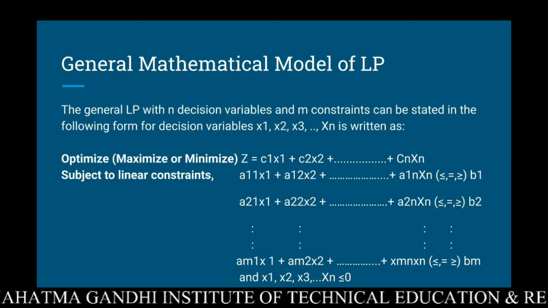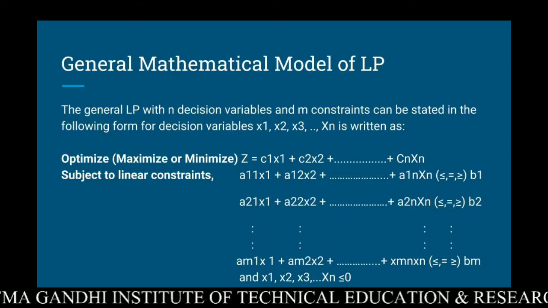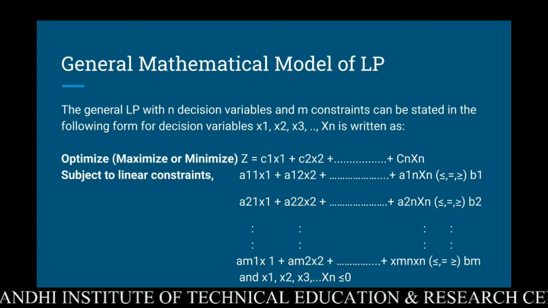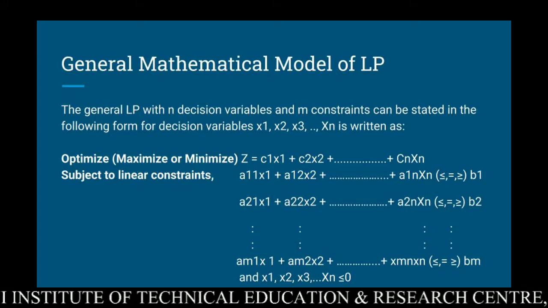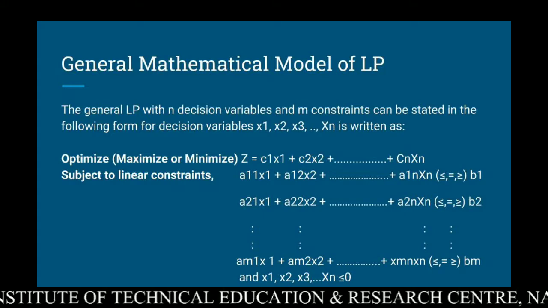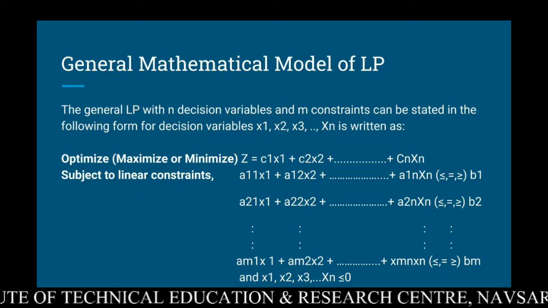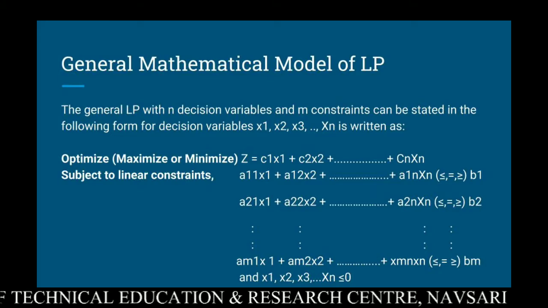Here there are a number of constraints. There are no limitations on the number of constraints or on the number of decision variables. And last, x1, x2, x3, xn, all the decision variables are non-negative, that is, greater than or equal to 0.